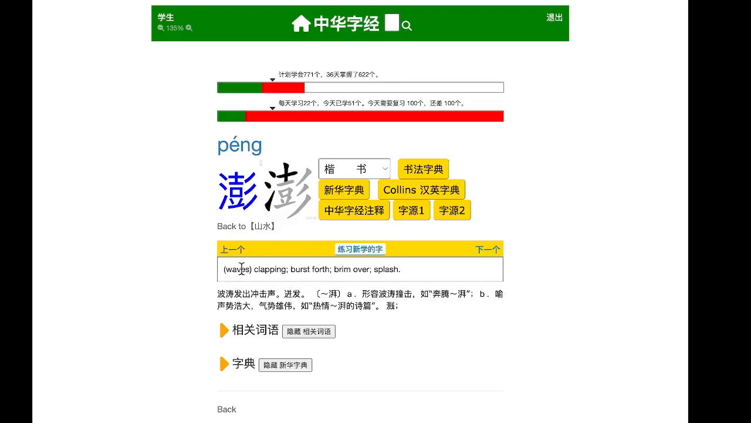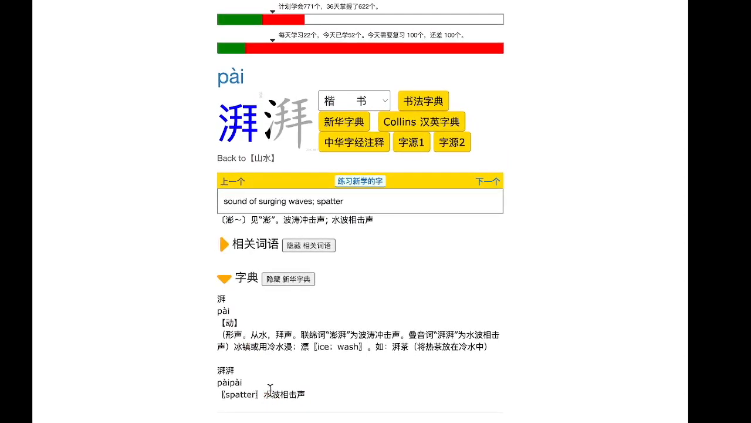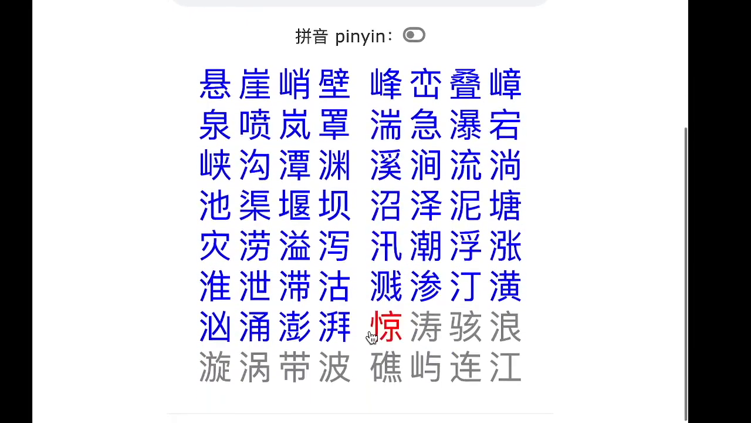澎 is the sound of waves clapping, burst forth, brim over, or splash. It's commonly used with this 湃. 澎湃 for the sound of surging, crashing waves. Spatter is 澎湃. Put it together because it kind of sounds like that, right? 澎 is when it comes up, and 湃 is when it slaps on the land or on the surface.